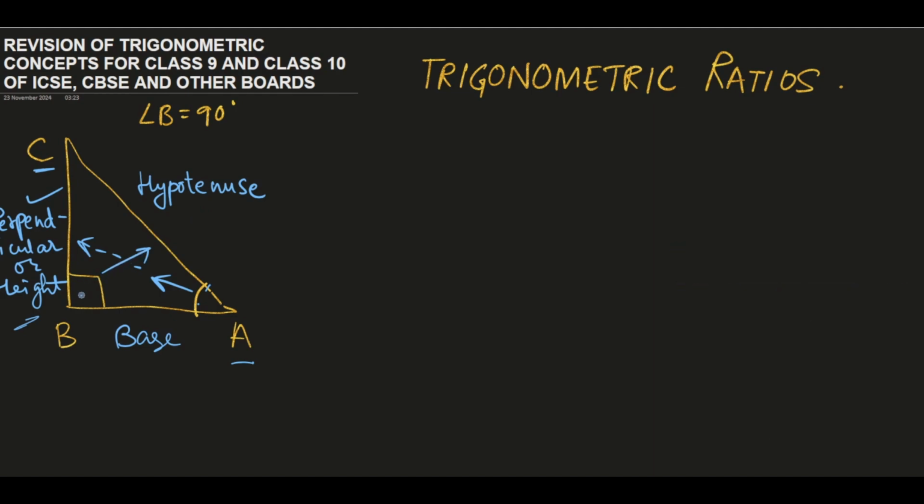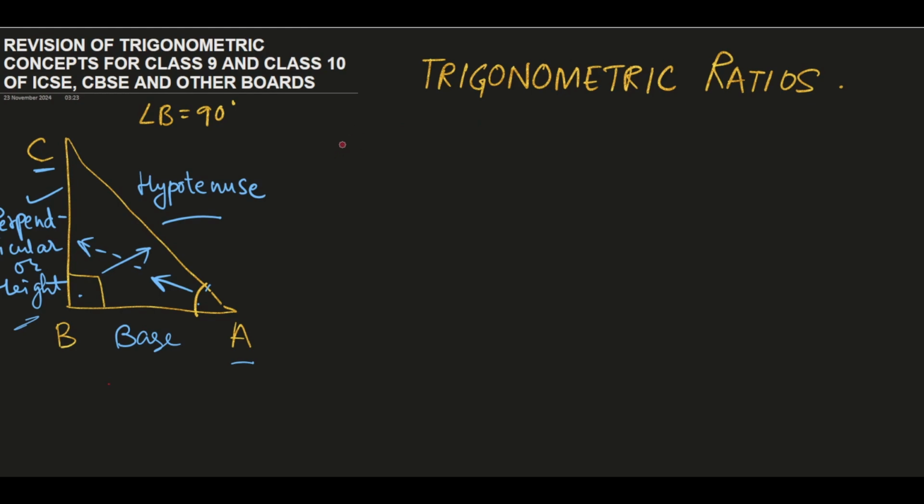Let me revise it once again. The side which is opposite to the right angle is always called hypotenuse. The side opposite to the angle that we are considering, either A or C: if we take A, the opposite side will be BC, and that is called perpendicular or height. Now the third side remains, and that obviously becomes the base. In my example, I have taken A as my angle to find out all the trigonometric ratios. You can also consider C. So let's start now.